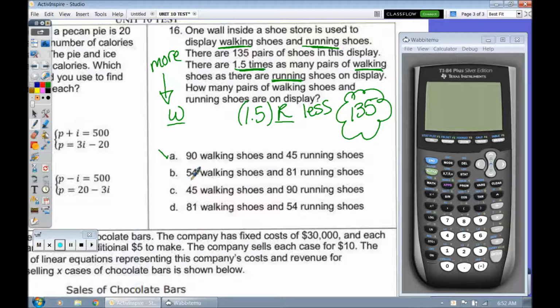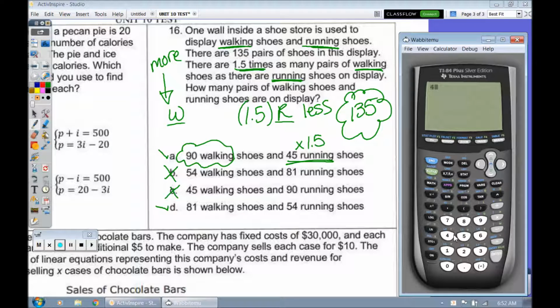This 54 is less than 81. That's not going to work. 45 is less than 90. That's not going to work. 81 is greater than 54. That's a possibility. So now all we're going to do is we're just going to take the running shoes here, multiply it times 1.5, and see if we get the amount of walking shoes.